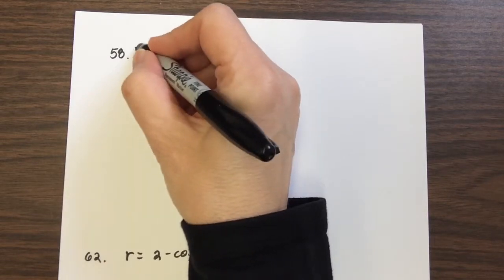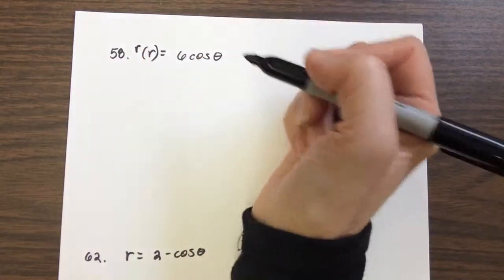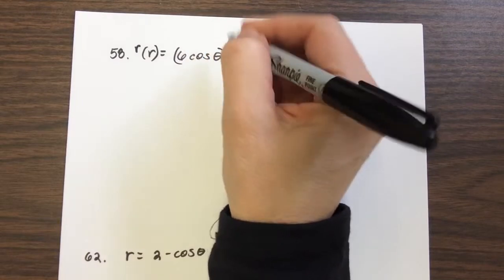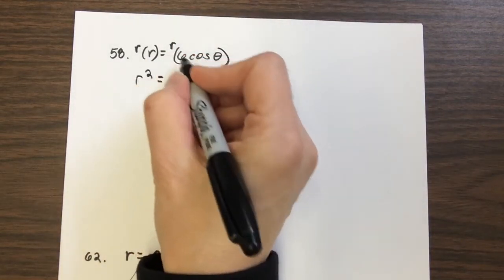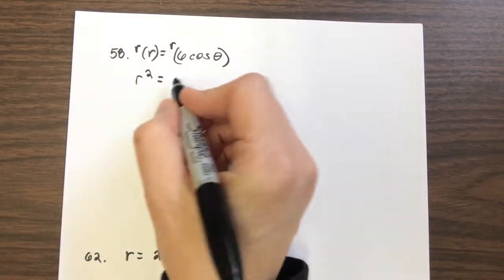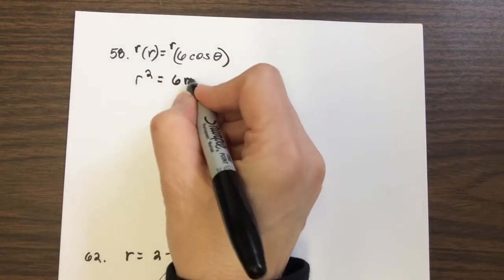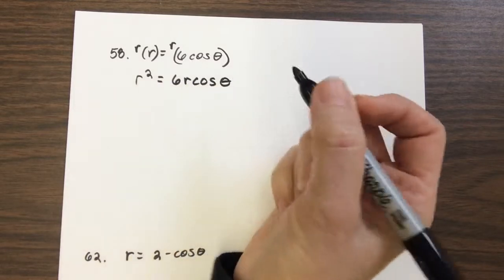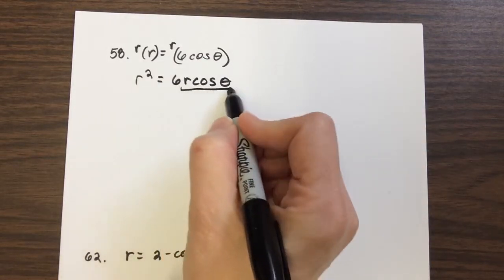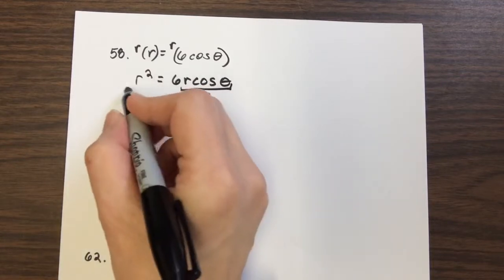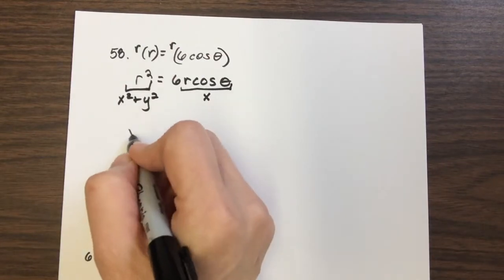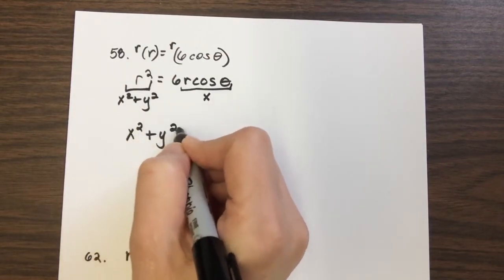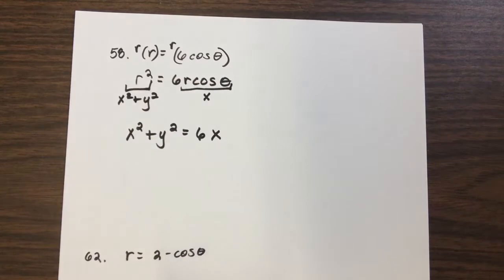But what's going to happen if I multiply by r? Well, if I multiply r by r, I still get r squared. And if I multiply this side by r, I get r squared equals, and remember the order in multiplication doesn't matter, so I could write this as 6 times r times the cosine of theta. Well, we know that this is x, and we know that this is x squared plus y squared. So now I've got x squared plus y squared equals 6 times x.